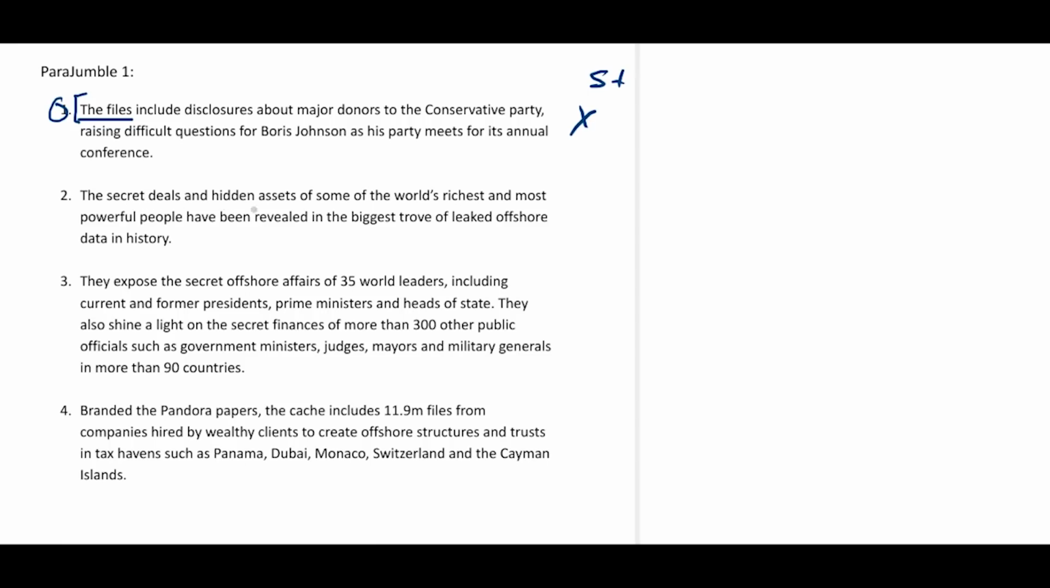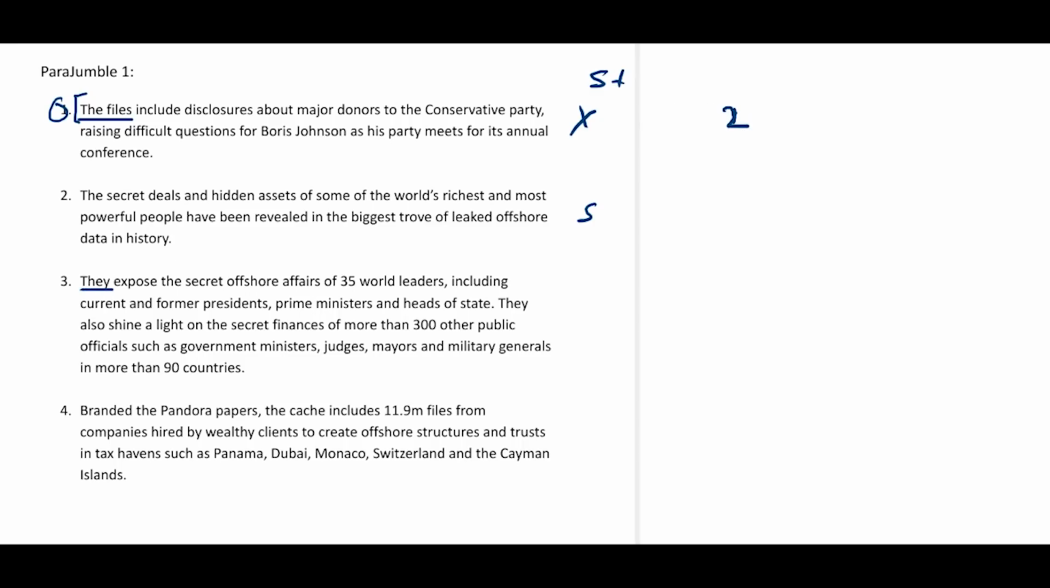The secret deals and hidden assets of some of the world's richest and most powerful people have been revealed in the biggest trove of leaked offshore data in history. So this might help us understand what exactly the files referred to in statement 1 are all about. This basically gives us a brief introduction, a brief idea of what exactly it is that we are reading about. So we can say that this might be a starting sentence. Potentially, a starting candidate is option number 2. We will still go through the remaining sentences.